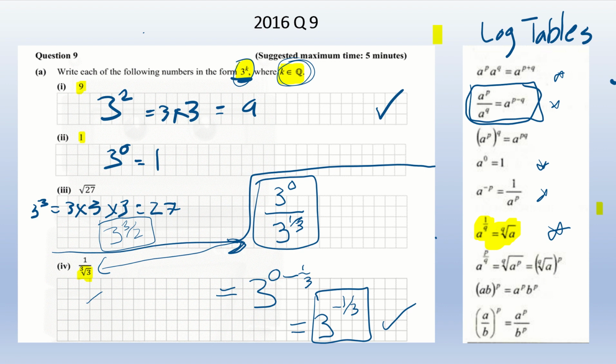So again, the advice that I give to you is just take it step by step. Your log tables are there to help you. Just be totally sure on what you're actually doing. Take it step by step. Don't rush into anything mad. There will be something here in the log tables that'll help you. If there's a division sign in your question, chances are you'll be using this one. If you're multiplying two things together, chances are you'll be using this one. If you have something to the power of 0, chances are you can use the fact that a to the power of 0 is 1, and so on and so forth.